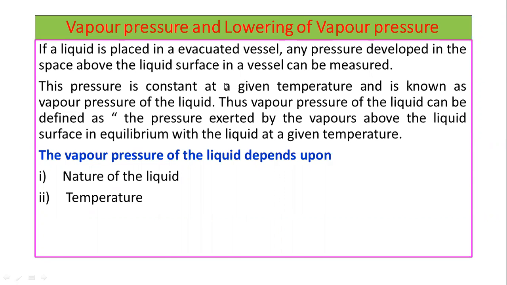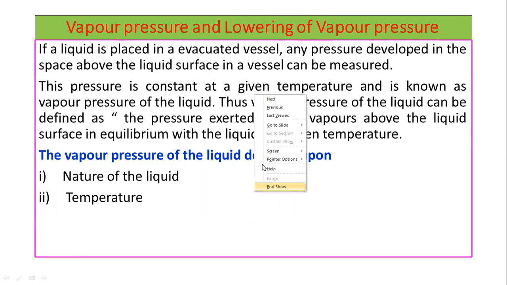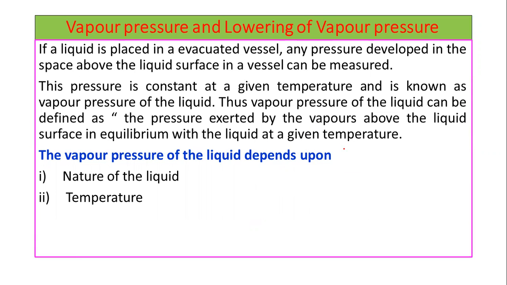Vapor pressure is a colligative property, because vapor pressure depends upon the number of solute and solvent molecules. Suppose you take water in a beaker. Water is the solvent, and in that solvent, if you are adding sodium chloride, it is a solute. What happens? The vapor pressure of the water decreases.